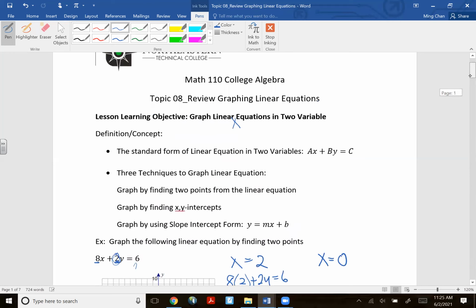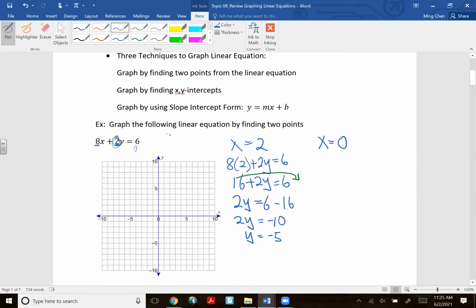So for my first point, I'm going to draw an x and y table here. When I pick x to be 2, my y value is negative 5. So this is 1 point, (2, negative 5). So we go to the right 2 from the origin and down 5. So this is 1 point. I just need 2 points. 2 points can actually give me a line.